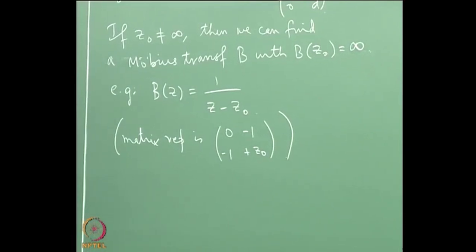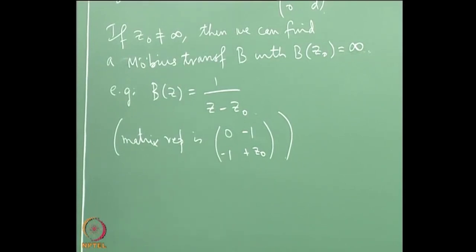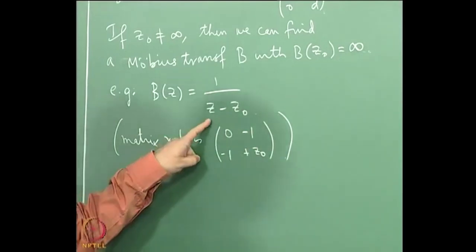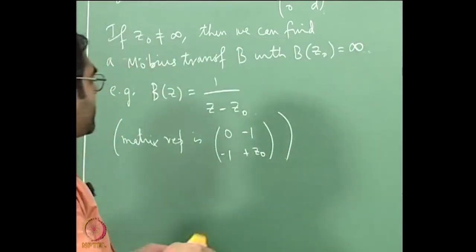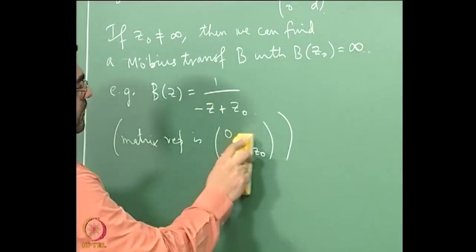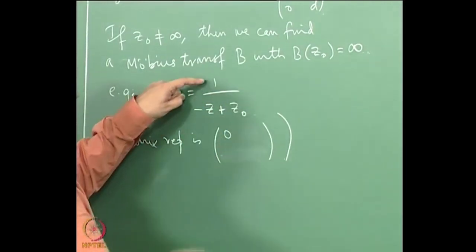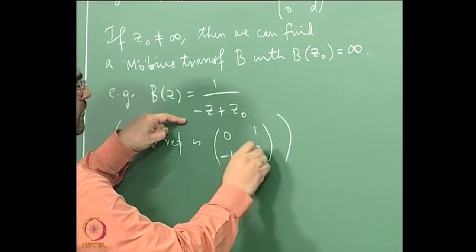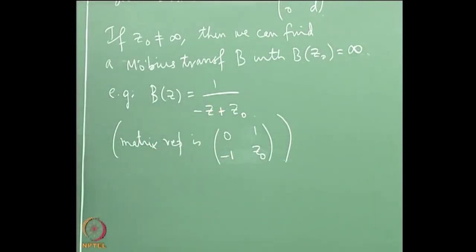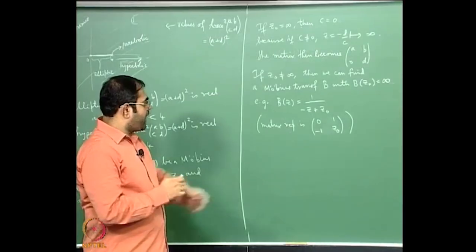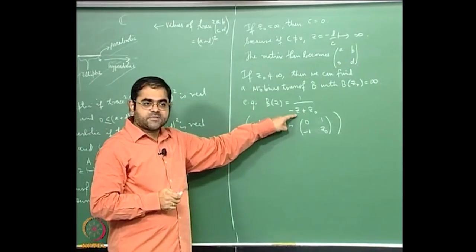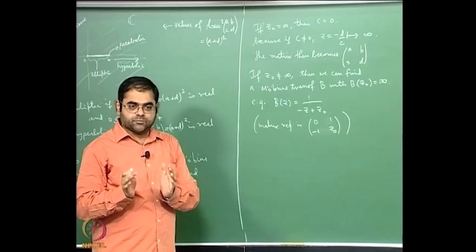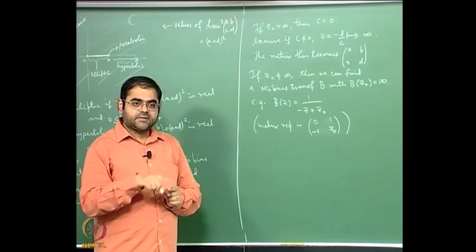Does that help? Probably not, it's still minus 1. So maybe I'll have to take z naught minus z, I'll have to take minus z plus z naught. If I take minus z plus z naught, then it should work. So it's going to be 0 1 minus 1, and this is now in SL2. Just to keep track of the matrix representative: if you want a matrix representative, you must make sure that it is a representative in SL2, so you must adjust it so that the determinant is 1.